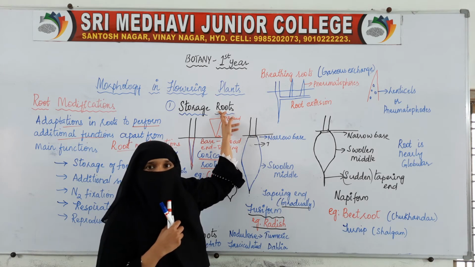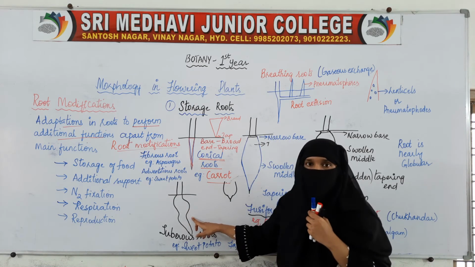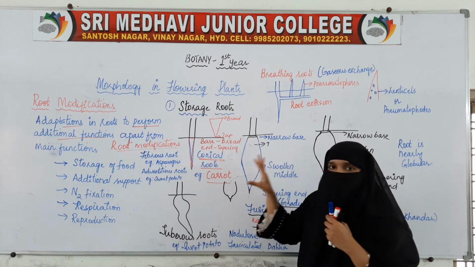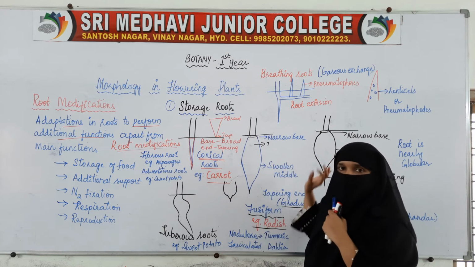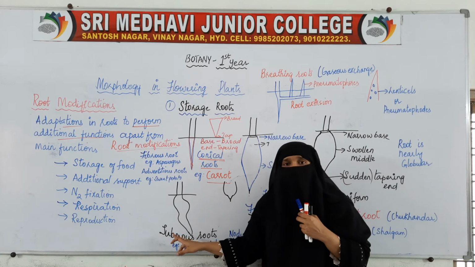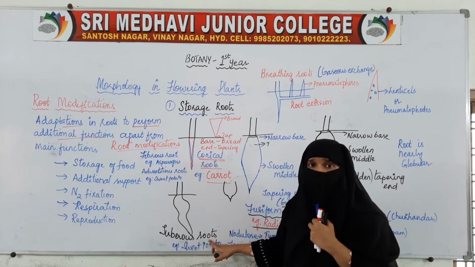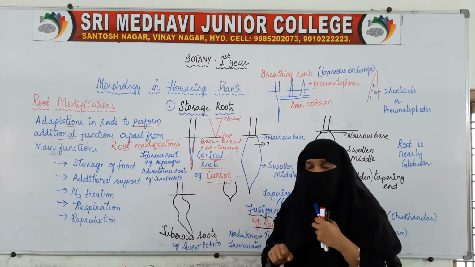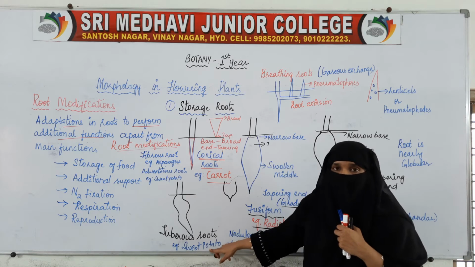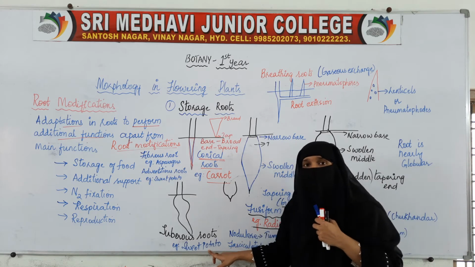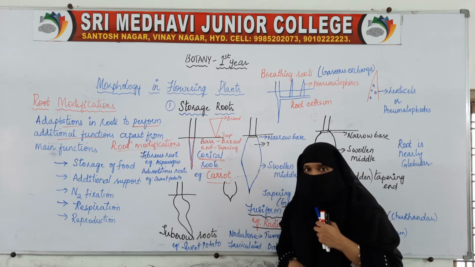Adventitious roots will also show adaptations. For example, here these are the tuberous roots. Other roots form a proper shape, that is conical shape, fusiform shape, napiform shape. Here in these tuberous roots, the shape is irregular. There is no proper shape. The roots will be irregular. An example of this is what we see in sweet potato. Adventitious roots of sweet potato are examples of tuberous roots which store food material.